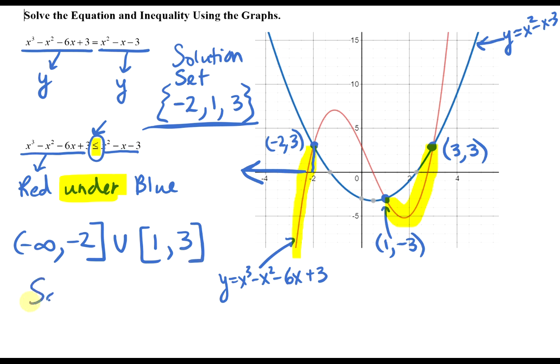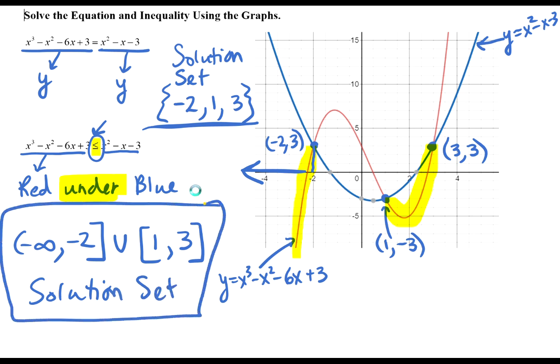So our solution set for the inequality includes 2 regions, -infinity to -2, including the endpoint at -2, and 1 to 3, including the endpoints of both of those. Again, you can check those by simply plugging in a value in each of these sets and making sure it makes the inequality true, which would mean that the left side value needs to be less than the right side value. I'll leave those checks for you.